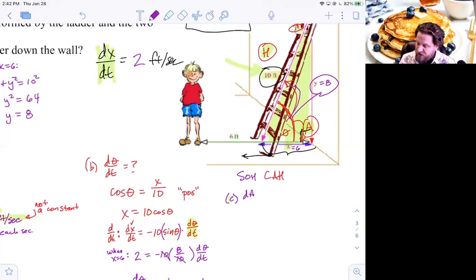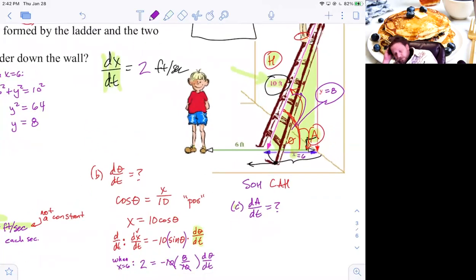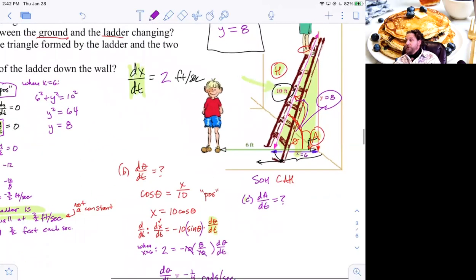We're looking for, I'll call it area A. dA/dt is our target. So before I can relate the rates, I need to relate the quantities. And we've got lots of quantities now, so I can relate the area of that triangle to either x, y, or theta.